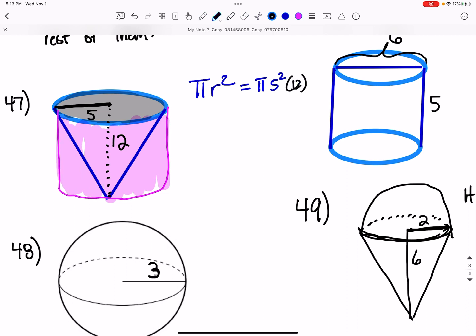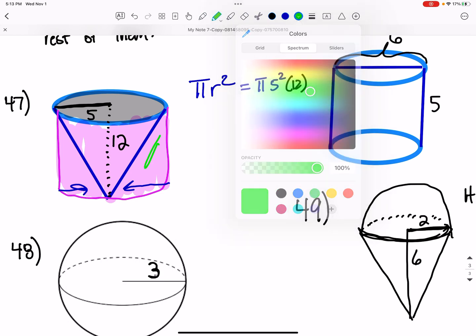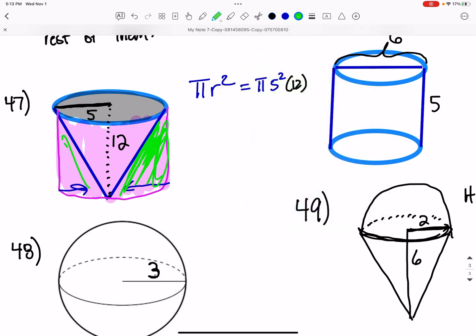But we have to crush this thing inwards. Let's give that another color. And we have to get rid of all this stuff because we're crushing the outside. So we're only taking 1 out of 3 areas, so we're dividing by 3. I put that in my calculator. 3.141 times 5 times 5 times 12, divided by 3, equals 314.1 units cubed.